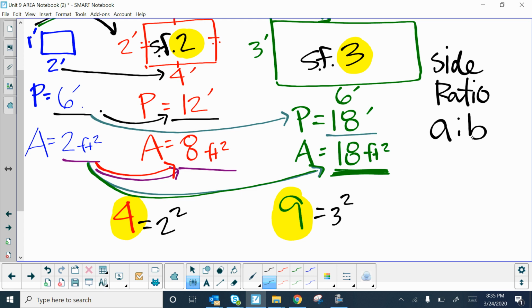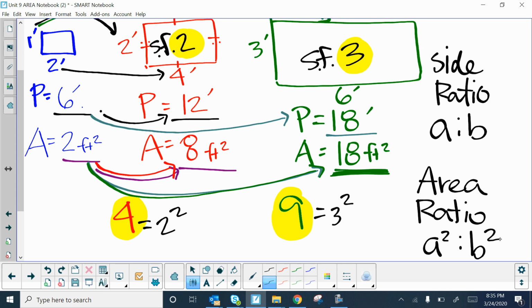Now, there's a new ratio called the area ratio. The area ratio is not A to B, but A squared to B squared. You have to have them squared because you have the units that are now in squared units when you're working with area.